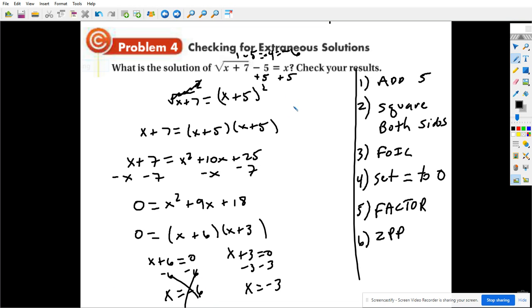If I plug in negative 3, and again, all I'm doing is plugging in negative 3 plus 7, all underneath the square root, minus 5 equals a negative 3. Negative 3 plus 7 is 4, right?